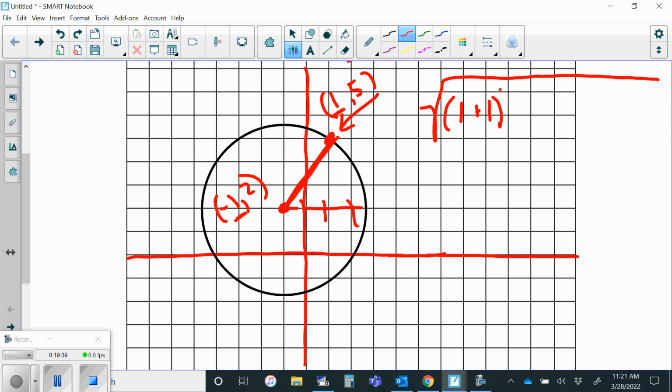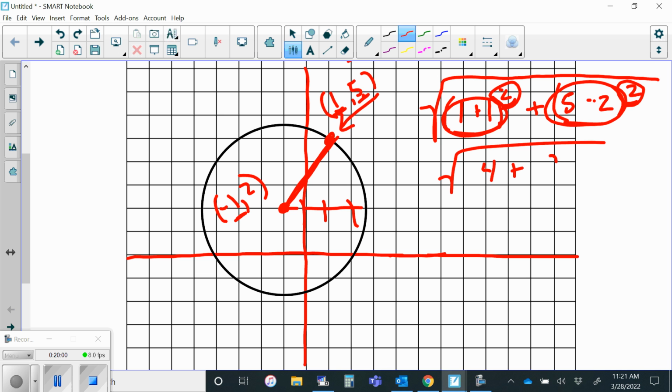So I have 1 plus 1 squared plus, since I did this one first, I have to do the 5. 5 minus 2 squared. Square root of 1 plus 1 is 2 squared plus 5 minus 2 is 3 squared is 9. And then the square root of 9 plus 4 is, so what's the equation of my circle?